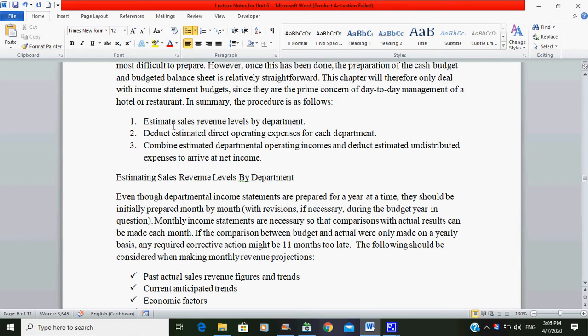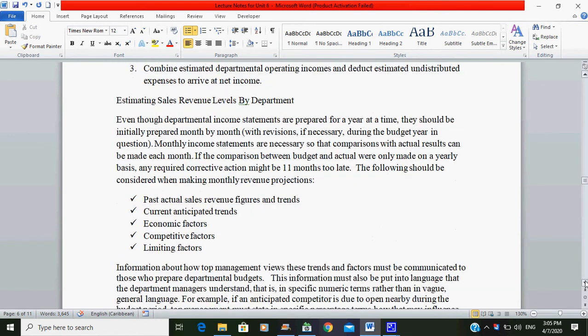So the first step was what? Estimate sales revenue levels by what? Department. Next step is what? Deduct estimated direct operating expenses for each department. So we'll go to that section now.